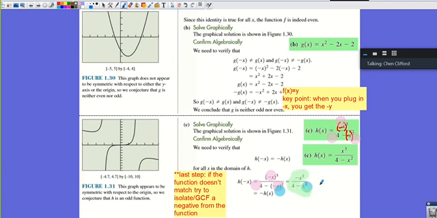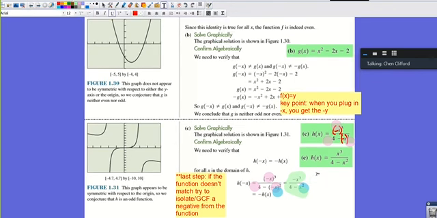This green right here does not match this green. Because look, this has a negative x cubed, this has a positive x cubed. Something's up here. So we cannot say it's even because it does not match. So even is off the table. It can be either odd or neither.